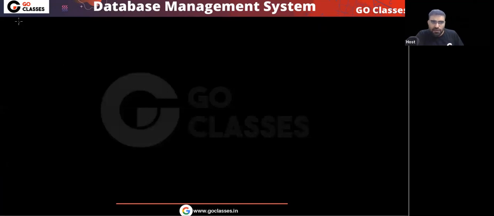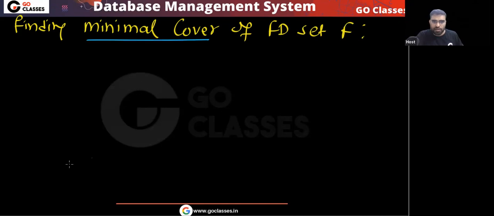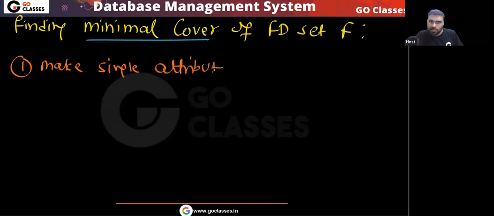Please understand, how to find the minimal cover of FD set F? You have FD set F. So first you make sure that on the RHS you have a single attribute. Make single attribute on the RHS of every FD.